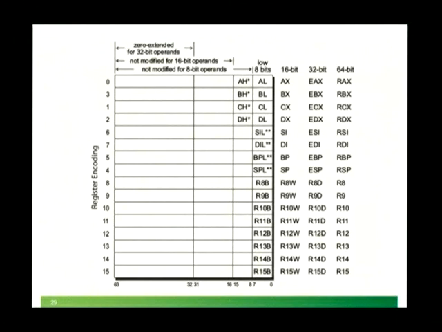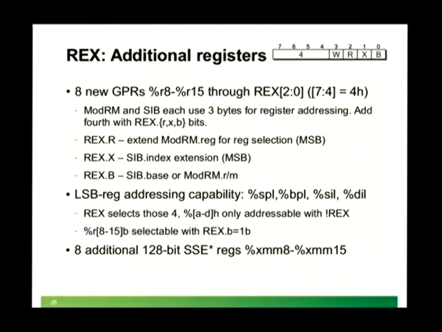Before rex, you could address those and those, but not those. This was added by the AMD64 extension, so that you can have uniform byte register addressing. You're going to see later how. The high portions of the A, B, C, and D registers are only addressable when you don't have a rex prefix. Those are selectable with the B set to 1. And you also get 8 additional SSE registers, XMM 0 to 15.